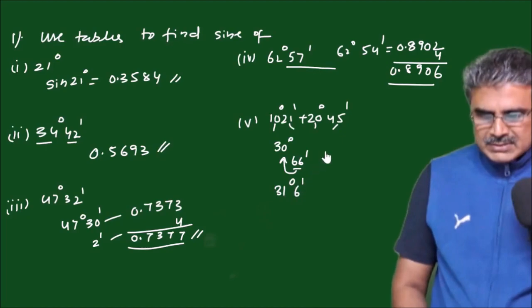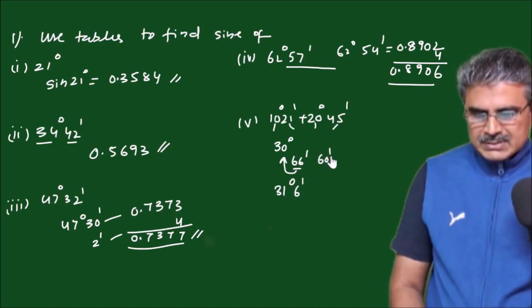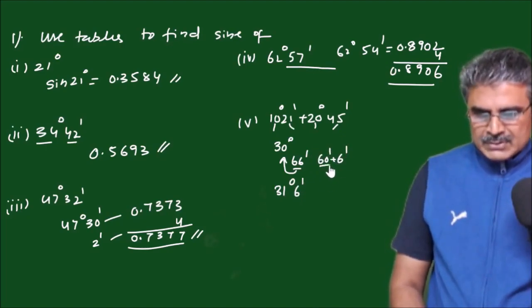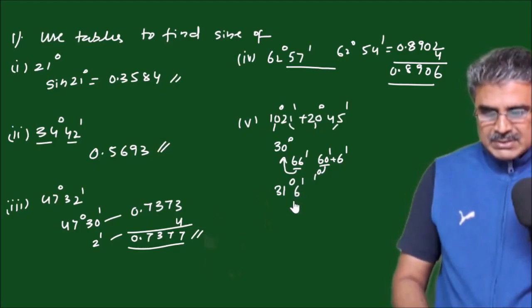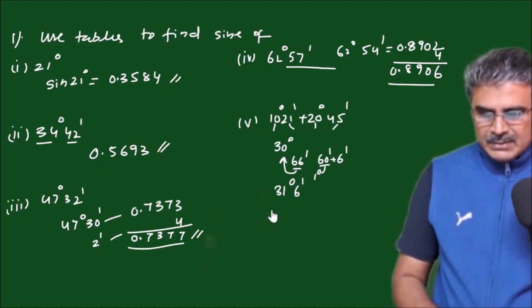It will become 31 degrees 6 minutes. So this 66 can be written as 60 minutes plus 6 minutes. This 60 minutes will be 1 degree, so that 1 degree we are adding to 30. So 31 degrees 6 minutes is the angle that we are going to find.